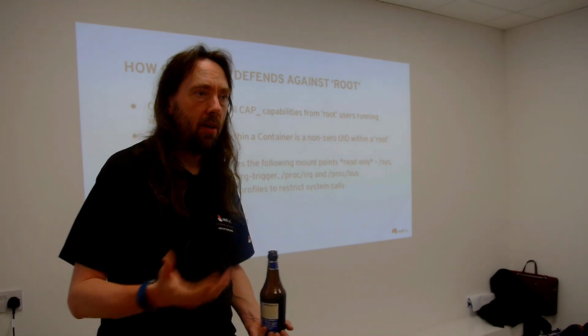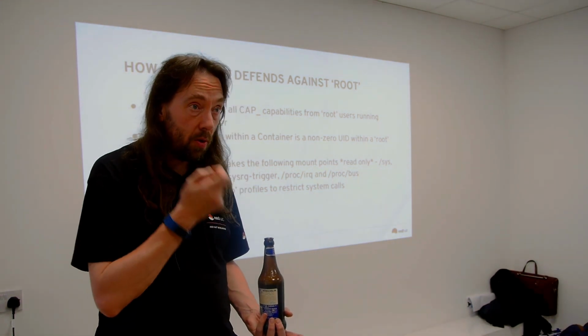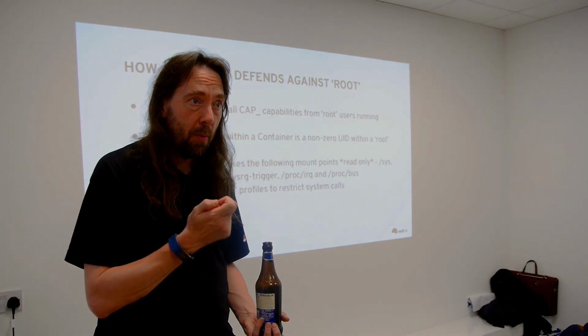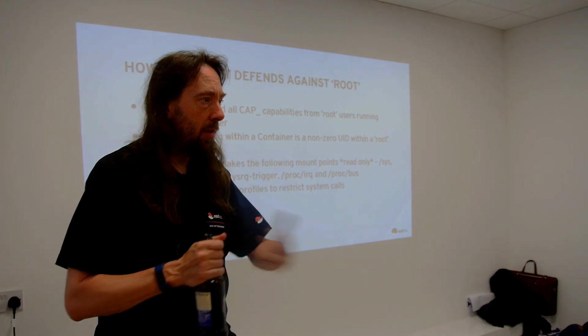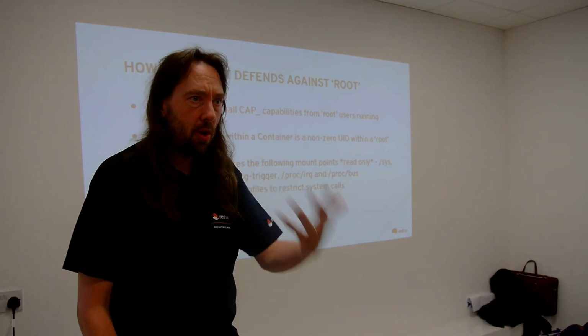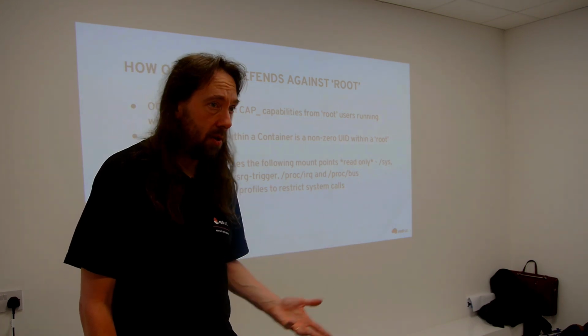Anyway, we define a non-zero UID within a root group. So when we run up the containers themselves, they get given a user ID that's non-zero, but they're actually assigned to the root group. But that root group is a neutered root. And what it does is we remove all system capabilities. So all those things I showed on the kernel 2.2 list, we remove from the process itself.